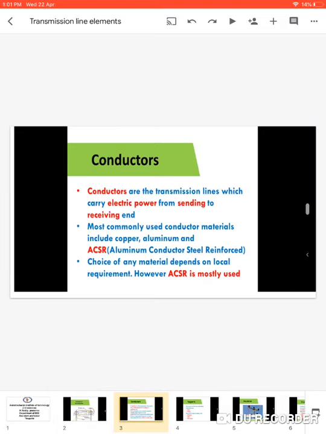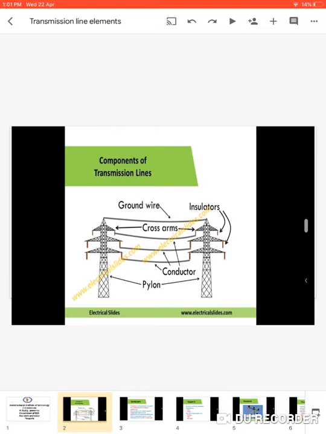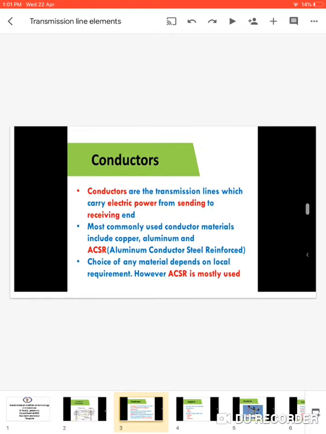First one, conductors. From the diagram, they show the conductors. These conductors in transmission lines carry electric power from the sending end to the receiving end. The most commonly used conductor materials include copper, aluminum, and ACSR. ACSR is aluminum conductor, steel reinforced. The choice of material depends on local requirements. Whatever the local requirement is, at that time we have to choose the material. Mostly, we use ACSR material.